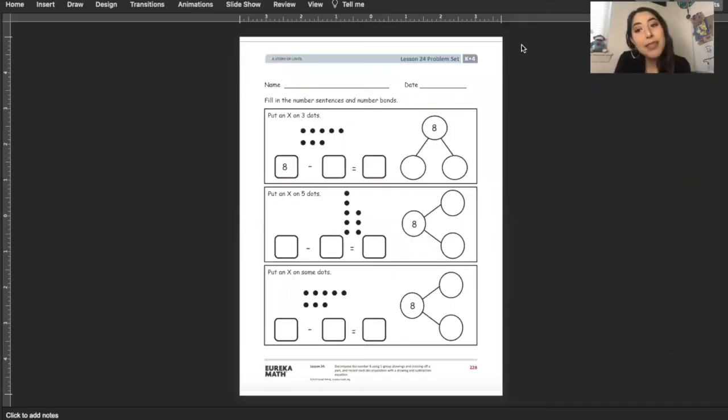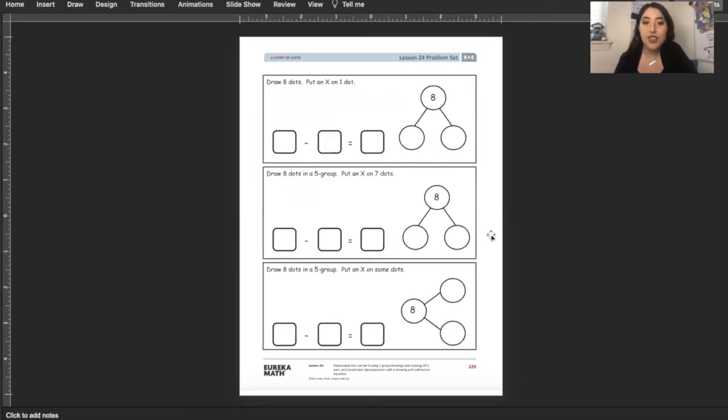Here is our problem set for lesson 24. It's the same thing we did in our concept development. You're going to put an X on however many dots it tells you, and you're going to fill in the number bond and the subtraction sentence. But wait, at the bottom, it says put an X on some dots. It is up to you. Whatever you want to do, however many dots you want to do, you do those dots.